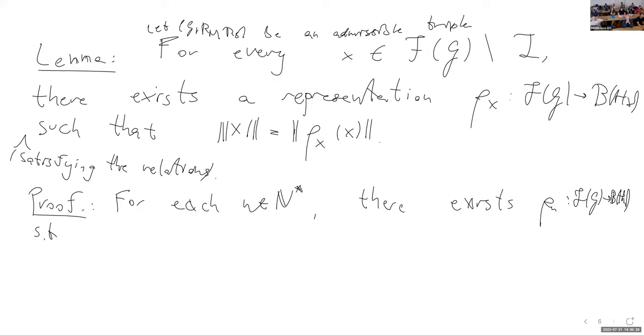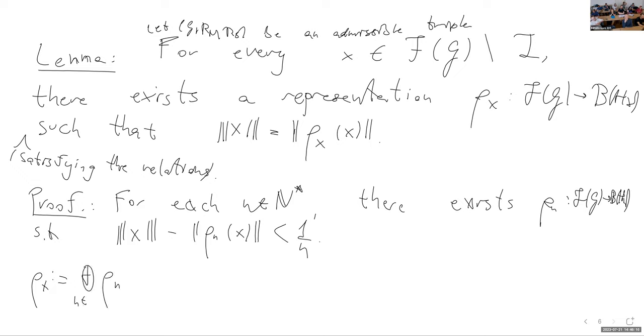And we subtract from the norm of x, and the difference may be less. Because the triples are divisible, we can take the direct sum of these representations. We just define rho over x to be the sum of the representations, and then consider the norm of rho x of x.